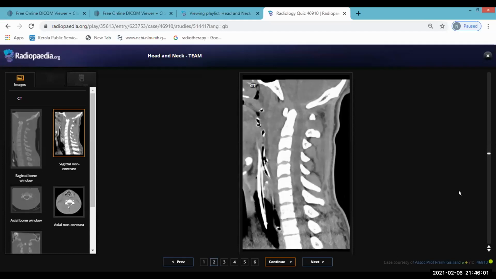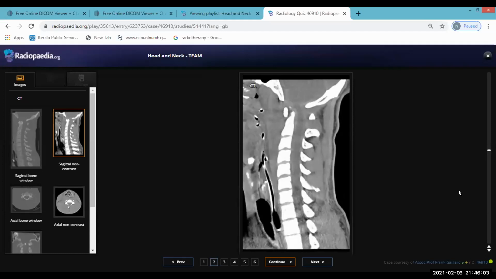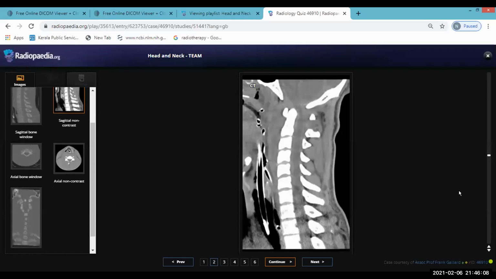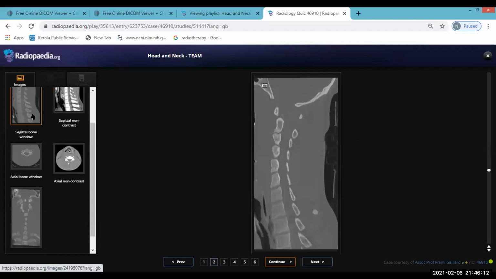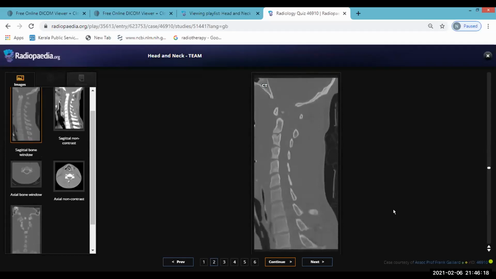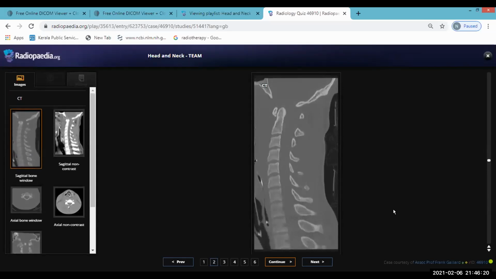Okay. I'm being provided with sagittal images of the cervical spine. I want to see the bone window setting of the sagittal images. Now I'm looking at the bones. I'm not able to see any lytic or sclerotic foci in the visualized vertebral bodies.